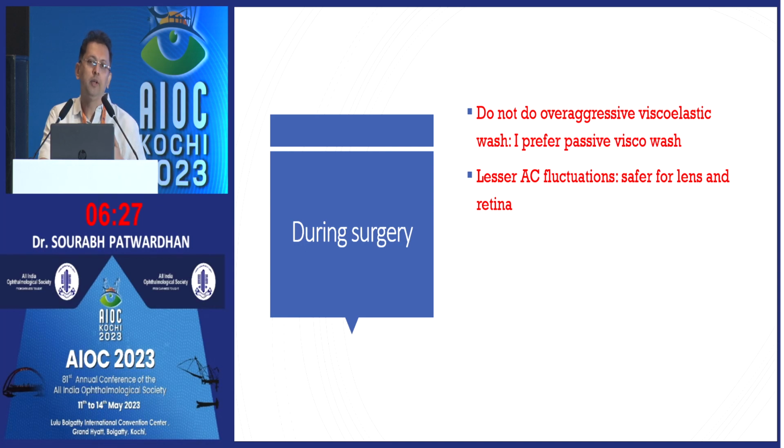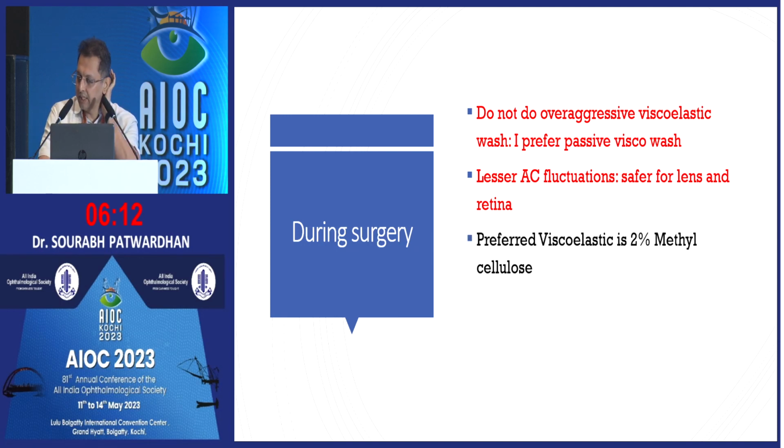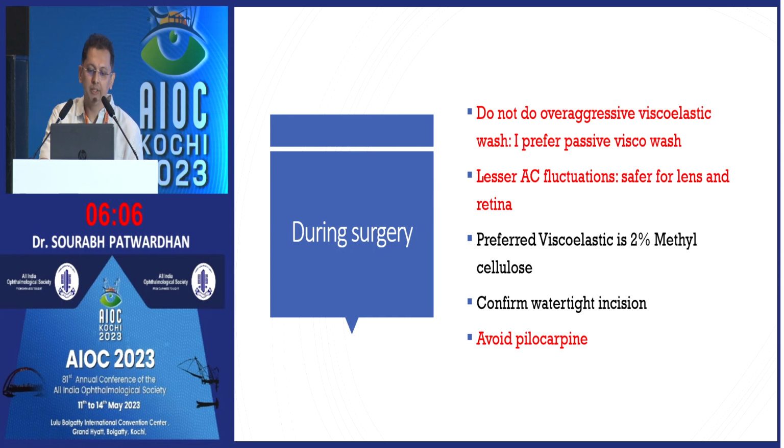Basically, when you are implanting a phakic, it's like a trauma to the eye. The lesser the fluctuations in the anterior chamber during this period, the lesser will be the chances of acute PVD, and the lesser will be the retinal problems. The preferred viscoelastic is 2% HPMC. Of course, few do hydroimplantation as well, but the idea is to have the least amount of anterior chamber fluctuation during the procedure.